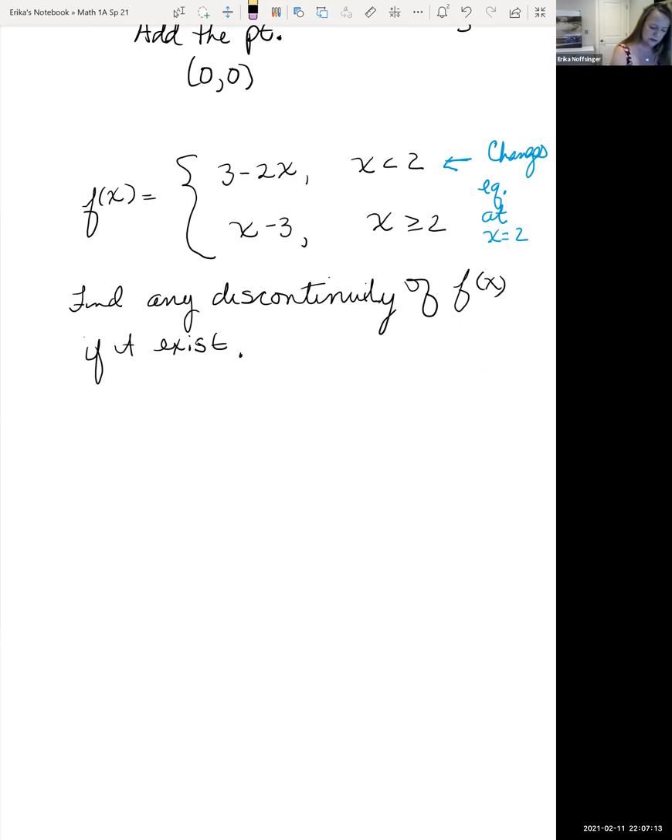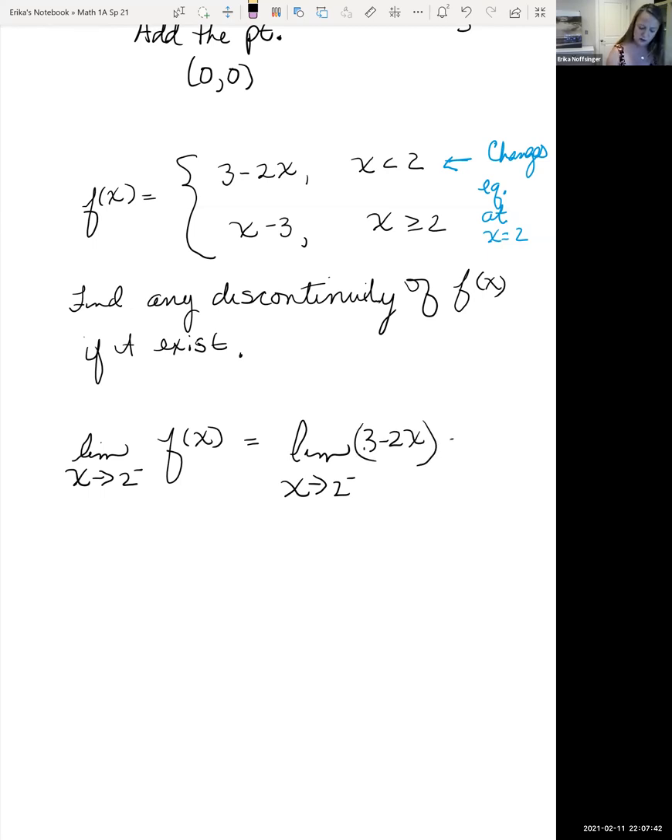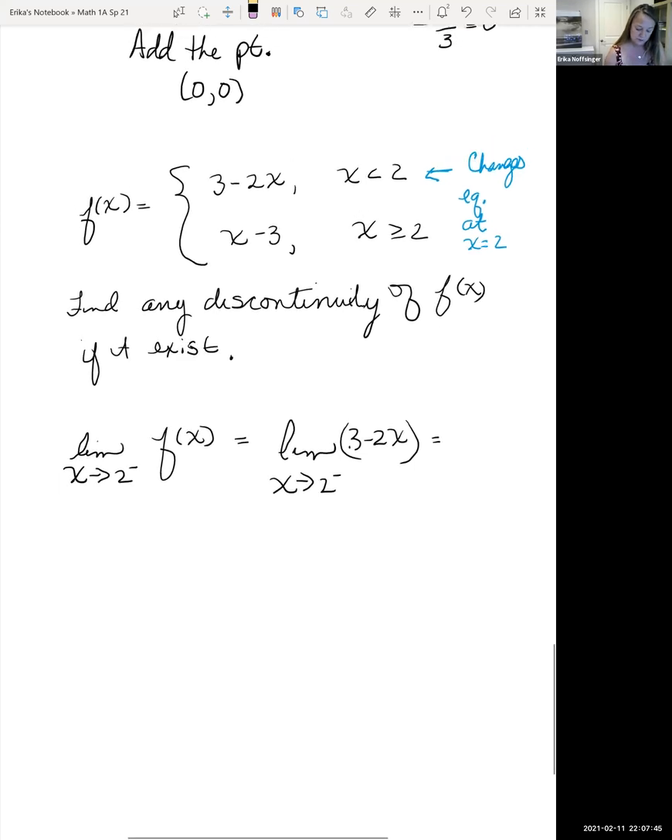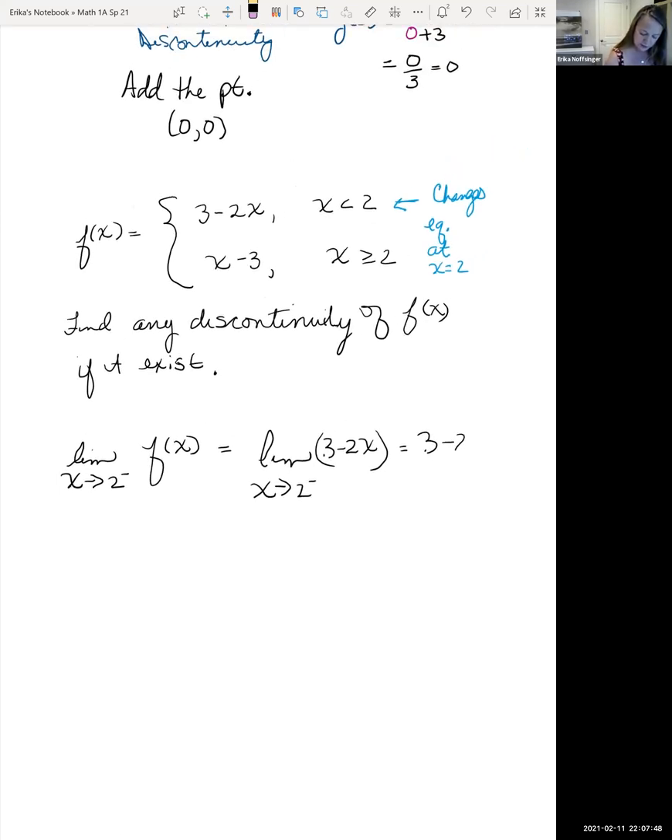And so looking at the limit as x is approaching 2 on the left of f of x, this tells me that values of x I'm plugging in are smaller than 2, which means I have to use the first equation. So the limit as x approaches 2 on the left is really the equation 3 minus 2x. And so plugging in, direct substitution, we have 3 minus 2 times 2, or 3 minus 4, which is negative 1.